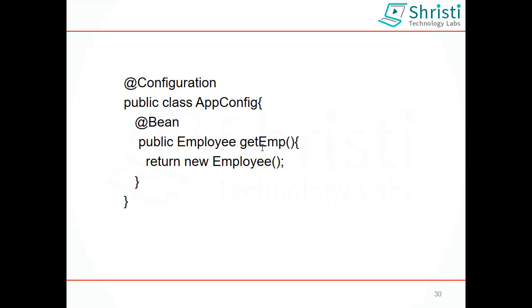The IOC container will first identify the class that is annotated with @Configuration. It will create an instance or an object for that particular class. In our case, it will create an object of AppConfig. Then it will start reading the bean definitions one by one. In our case, we are trying to return an Employee object. So the IOC container is responsible for creating an Employee object as a singleton bean. The name of the Spring bean is getEmp. You can use both types of dependency injection here, either setter-based dependency injection or constructor-based dependency injection.